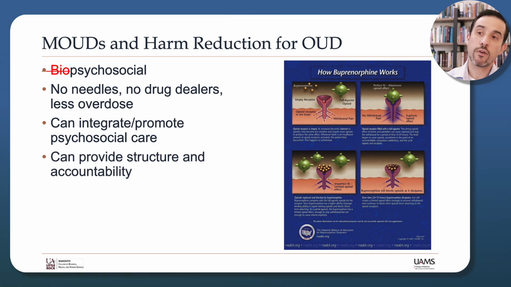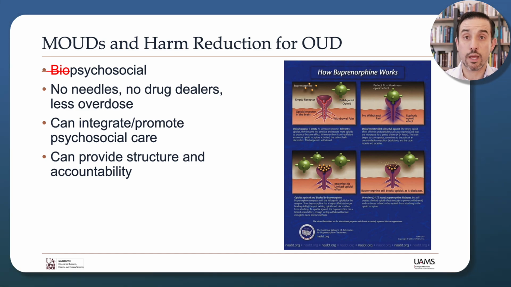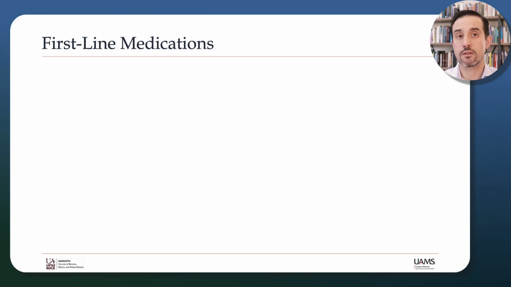It also can provide structure and accountability if that's something that someone can use. Say if you're going to a methadone clinic every day to get your dose. Now, granted, that also can produce a lot of structural barriers and cause problems, but sometimes having those frequent touch points can be very useful for folks in their early recovery phase.